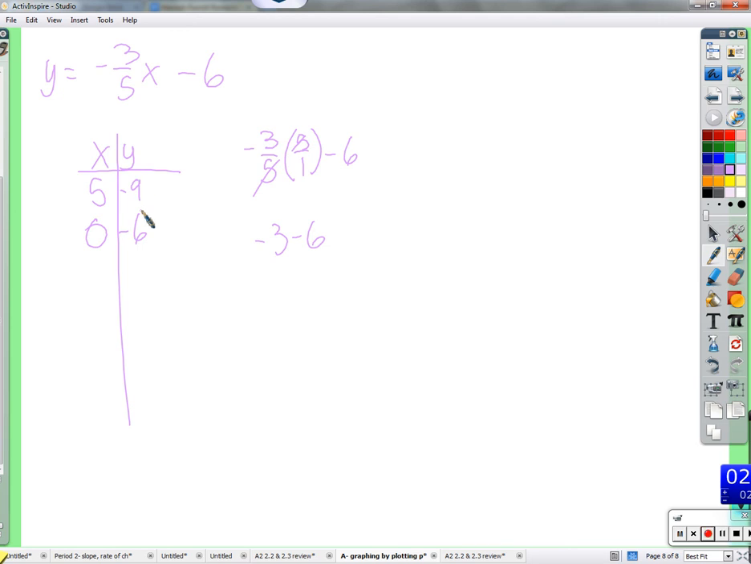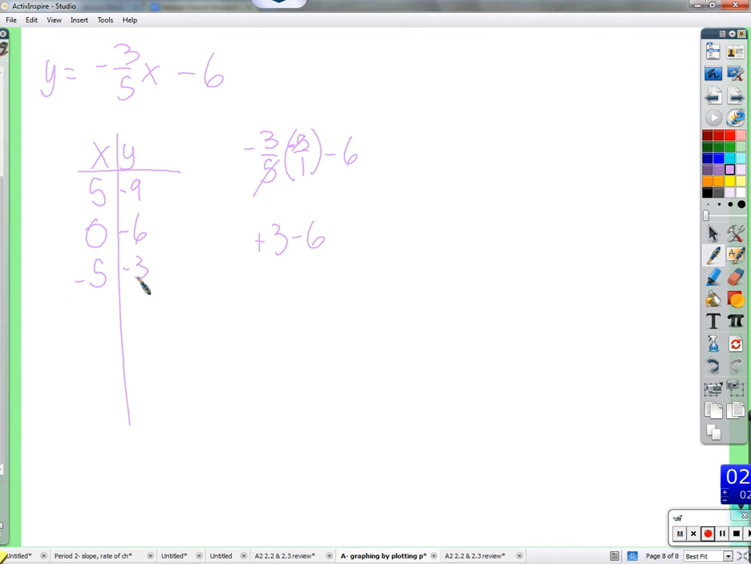How about something in the negative direction that's also very easy? Negative 5, yeah. So I'm just going to reuse this. I'm going to recycle this here. Put a negative there. What's the difference going to be here? If I go in the negative direction, I put in a negative 5, I'm just going to add 3 to negative 6. So I'm going to get negative 3.